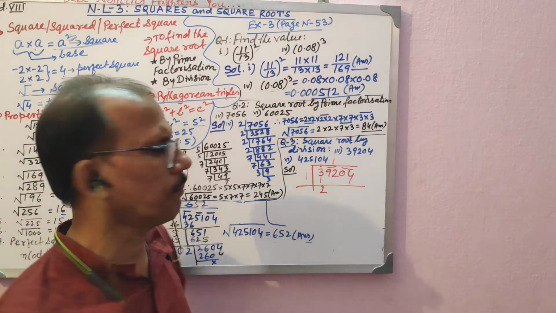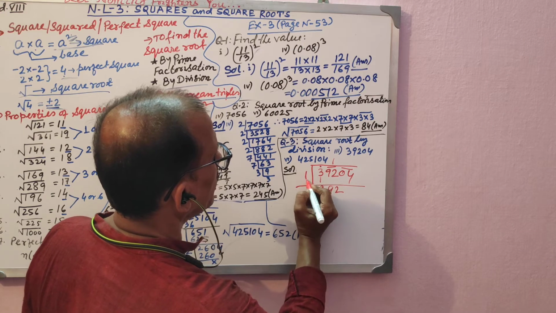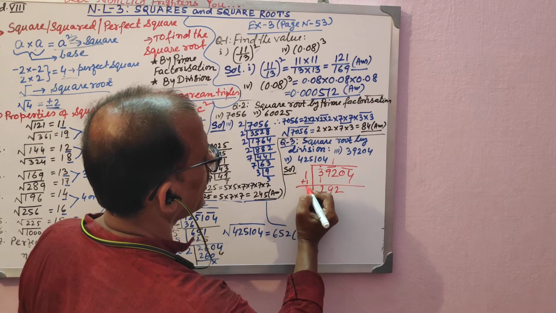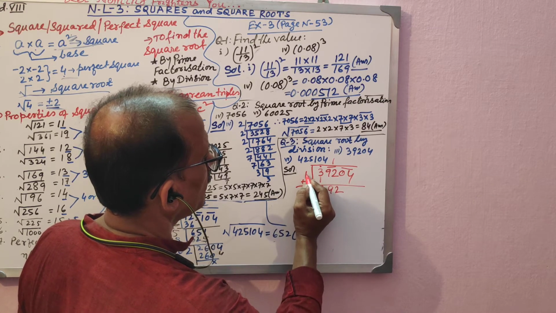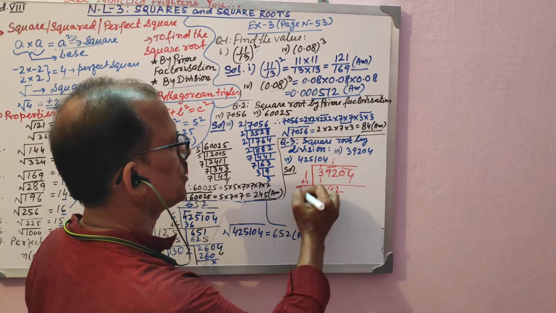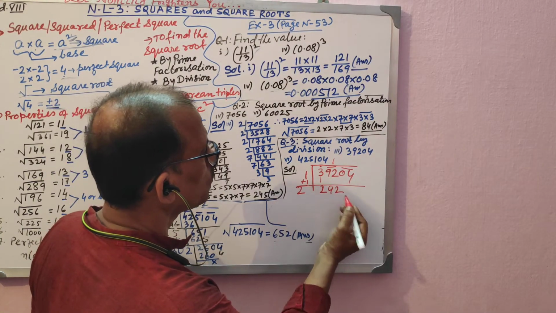In division only one number comes down. In this case both numbers will come down. Now whatever has come, the unit digit has to be added to the same number. So 1 plus 1 is 2. Fine. Or you can double the quotient. That also you can do. Now what will you do? You have to find out 292.